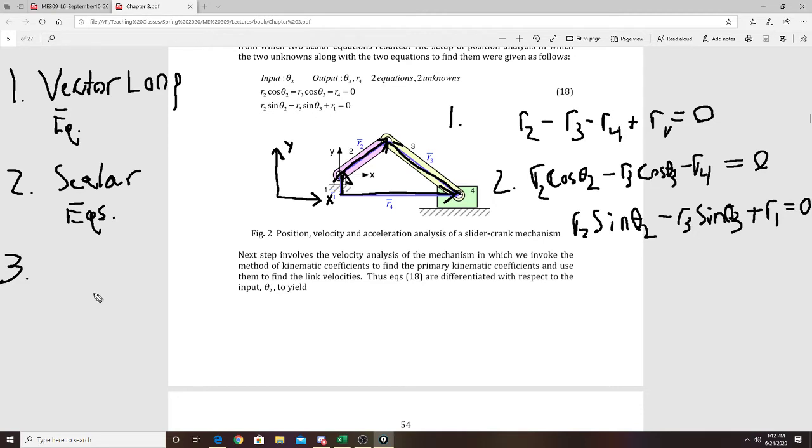So we go vector loop. If you have to create the vector loop, the first step is obviously to create that. But for this question right here, we were given the vector loop, so we start off with the vector loop equation. But if it happened to be blank, then you would have had to create it yourself. So, vector loop equation, scalar equation, third one, which I'm going to do over here, is the derivative. And so this is the derivative of the first set of equations. So we are doing the first derivative of these two equations.